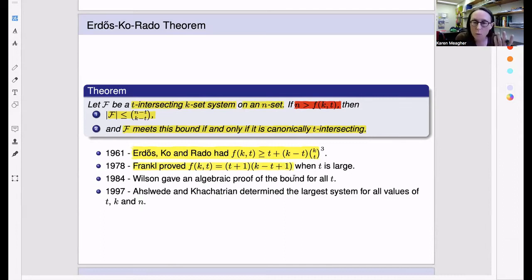But his proof was sort of wacky in that you needed your t to be large. I think your t had to be like 14 or something. And Wilson came in the 80s and did a lovely algebraic proof that gave the exact bound for all t. And then in the late 90s, Ahlswede and Khachatrian had a beautiful paper where they gave the largest intersecting sets for all values of n, k, and t. So they've got the exact formula. If you take their theorem and you give it an n, k, and t, their theorem will tell you the size of the largest and exactly how to build them.